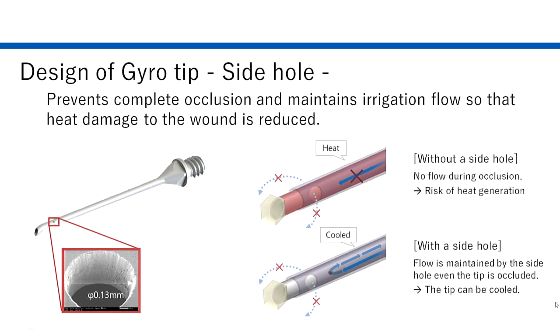There is a small hole, which, when the nucleus piece is held in the tip, even when the machine is on, the tip does not heat, because the fluid flow continues. Whereas if there is no hole, it gets heated and causes wound burn. So that's another factor where this small hole works. It's about a 0.13 millimeter hole, which cools down the tip all the time.